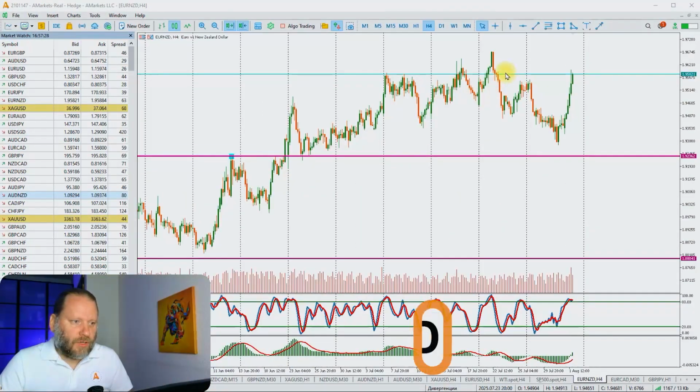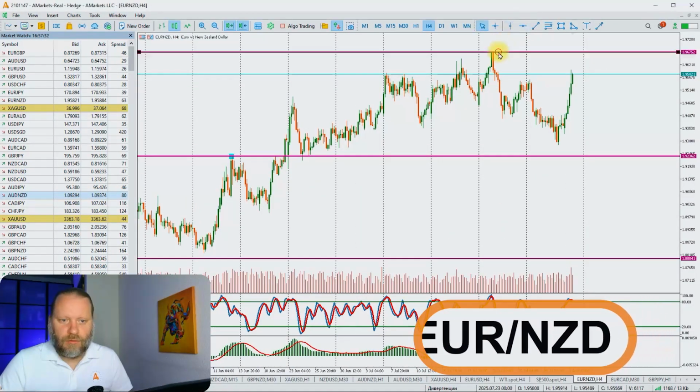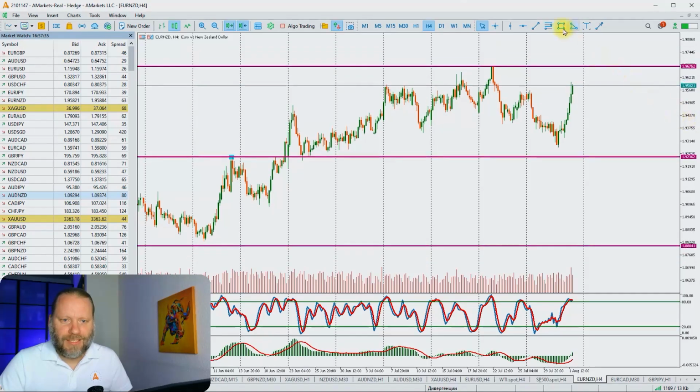Note that the Euro-New Zealand dollar is also approaching a local maximum, from which we can also sell and make money on the decline. This is a cross pair. I often trade it too.